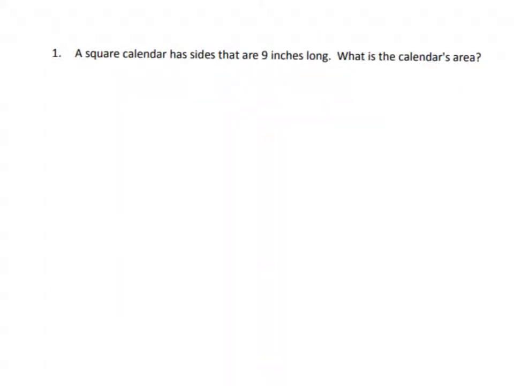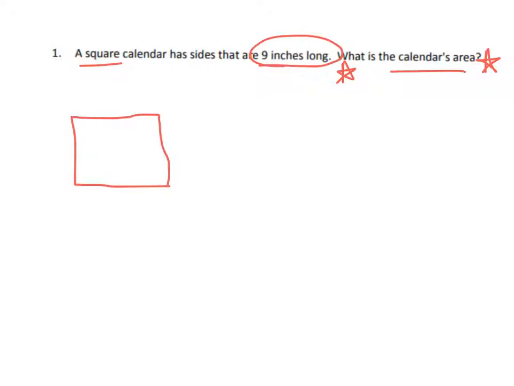Let's take a look at number 1 on the homework sheet. It says a square calendar has sides that are 9 inches long. What is the calendar's area? So what do you think I should do first? I need to draw a picture. So since they mentioned a square calendar, I'm going to draw a square. It says that the sides are 9 inches long. Go ahead and label your square so that the length is 9 and the width is 9 inches.